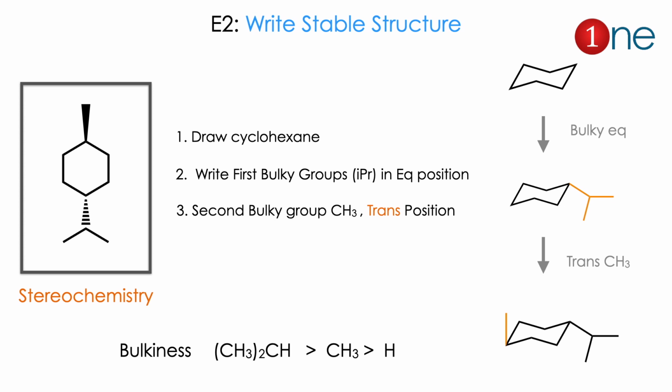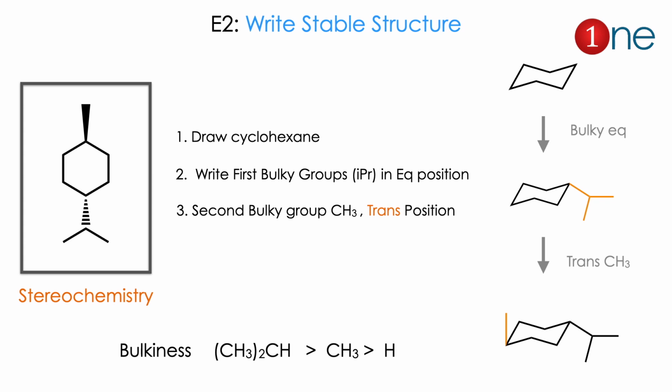Then the second example, which involves stereochemistry. Here also isopropyl and methyl groups are given. Here the bulky group is isopropyl, and only then will the methyl come. So as usual, we start from the cyclohexane chair form. Then we write the isopropyl group in the equatorial position. Then we have to draw the methyl group, which should be trans to it.